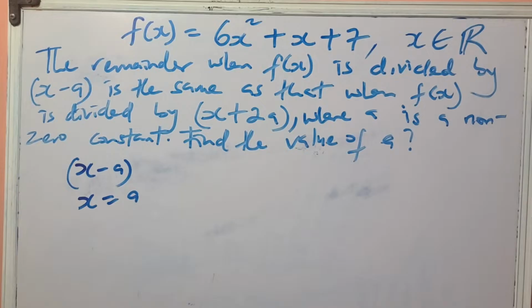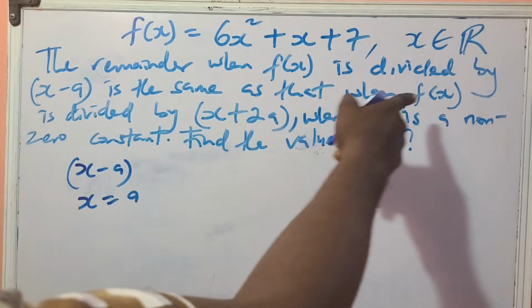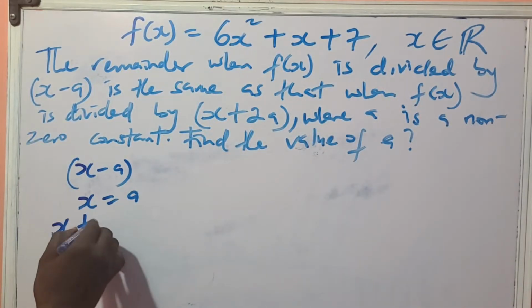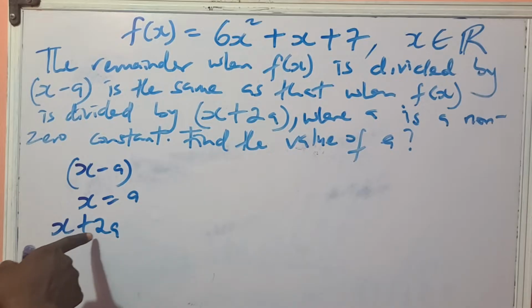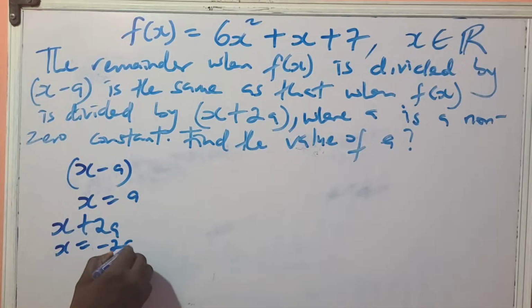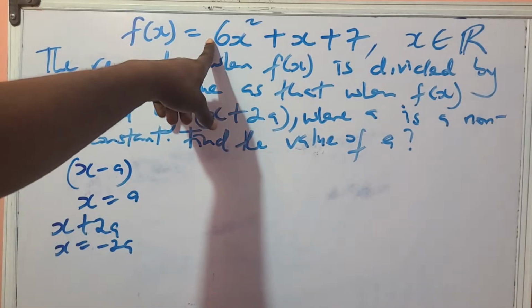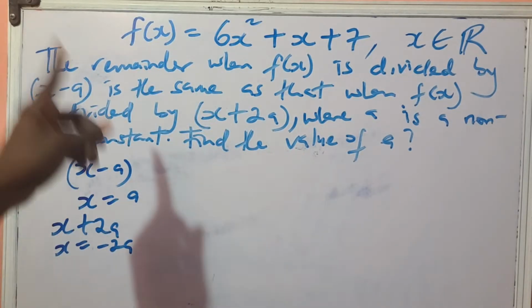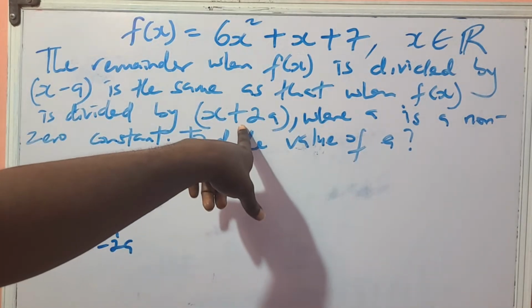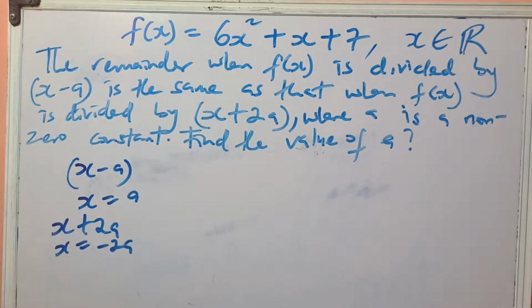So what this was saying in essence is that we have x minus a, and then we also divided it by x plus 2a. In this case where it was x plus 2a, what we'll be fixing into the polynomial to get our remainder will be x equals minus 2a. I'm sure you can understand what's going on there. So if we fix in x equals a into this polynomial, what we get is the remainder. For this other side, if we fix in x equals minus 2a into this polynomial, what we get is the remainder.